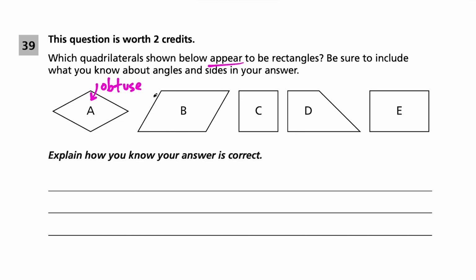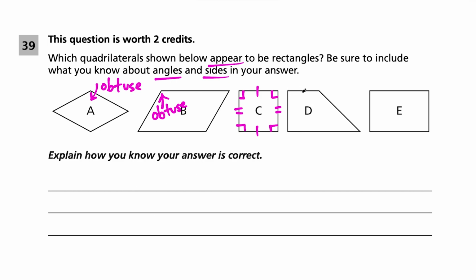If we look at quadrilateral B, this angle over here also looks obtuse, and this angle would be more than 90 degrees, so this is not a rectangle. This one just looks like a parallelogram. Now for choice C, notice that we have 4 right angles. So right away, this quadrilateral has all of the properties of a rectangle, but they did say be sure to include what you know about angles and sides in your answer. And notice that the opposite sides here appear to be equal in measure. Okay, this one here looks like a square, but a square has all of the properties of a rectangle, so we are going to include this in our answer.